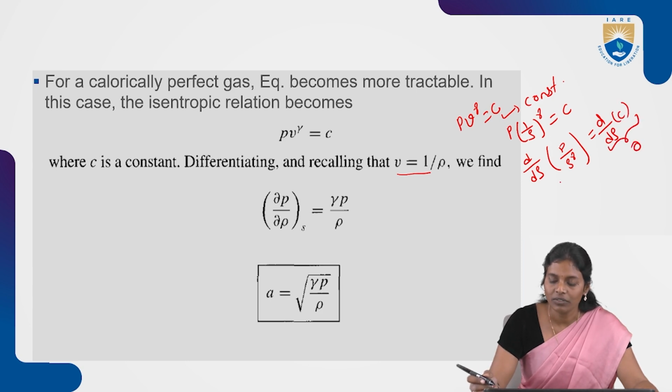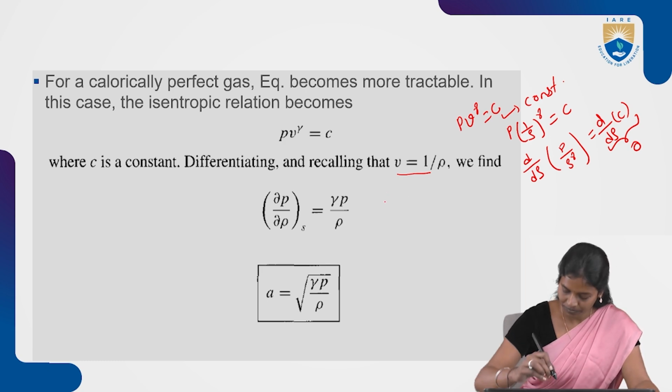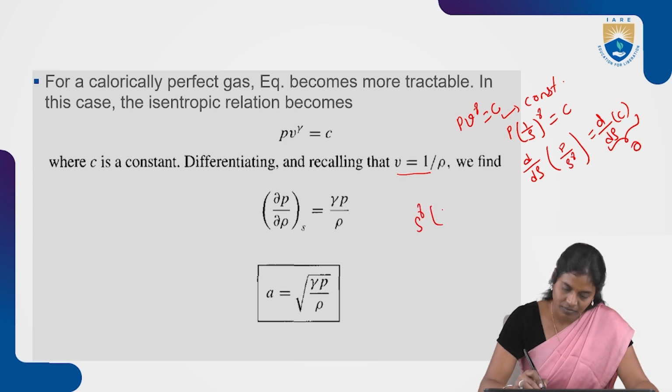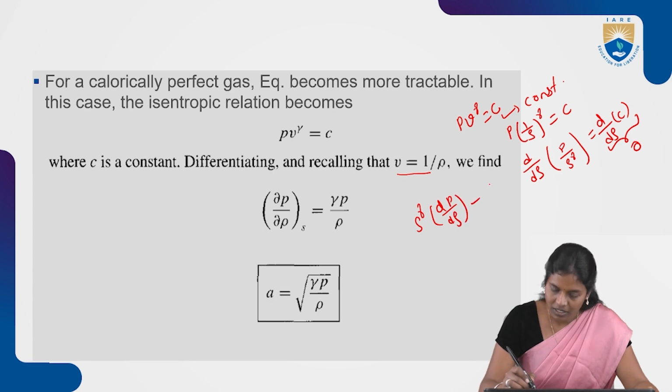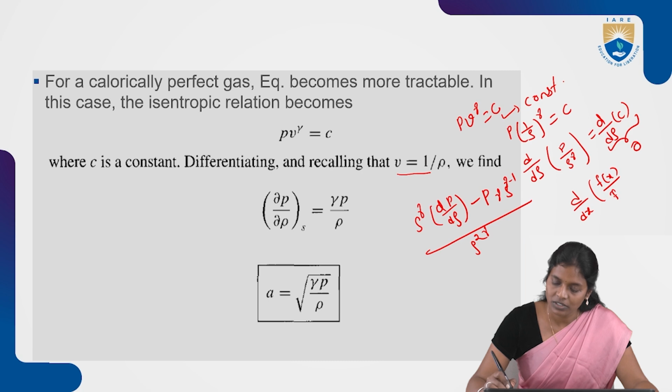So for this side term we will use the quotient rule. That will be like, what we will be having: rho gamma into dP by d rho minus P into gamma into rho gamma minus 1, divided by rho gamma square. This is nothing but d by dx of f of x by g of x.